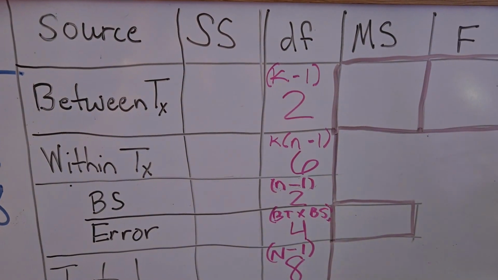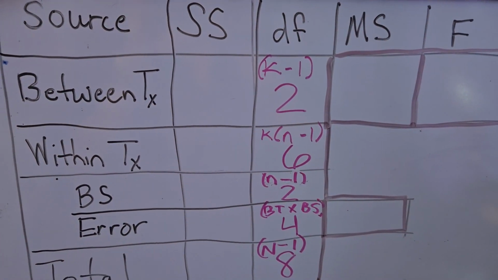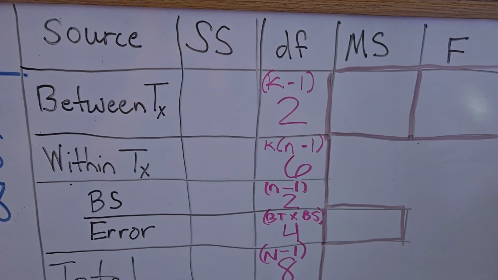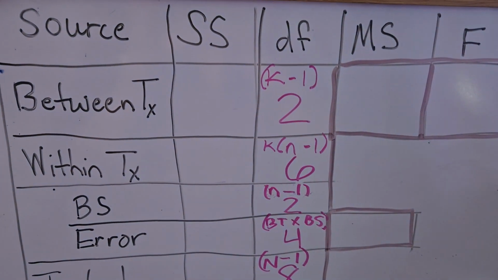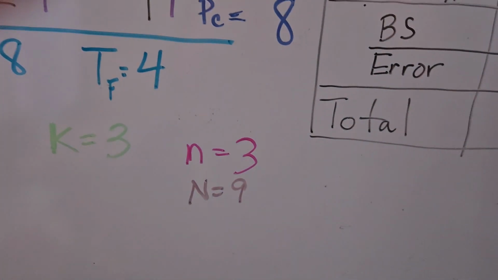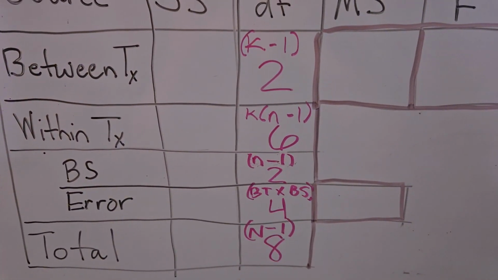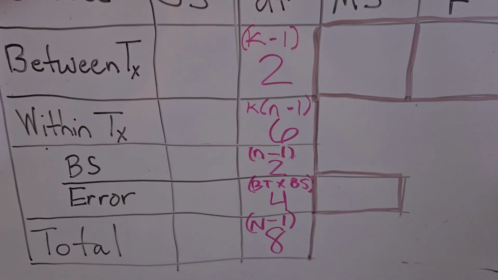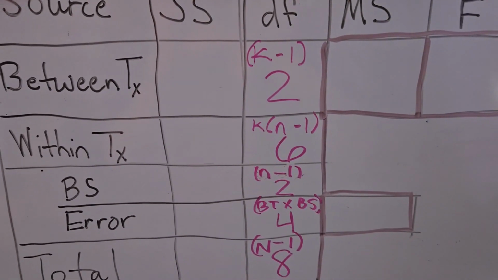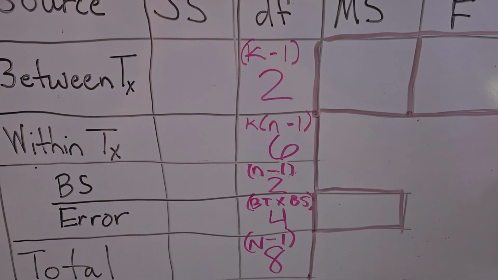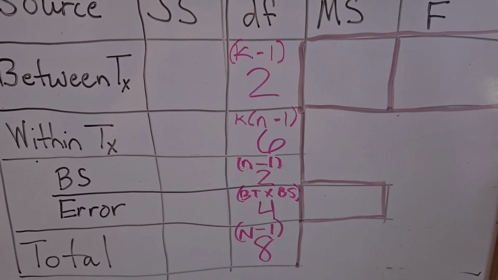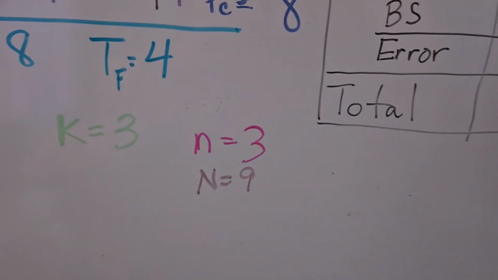Your degrees of freedom within treatments is K times N minus 1. By the way, for these first two degrees of freedom, it's exactly the same as a one-way ANOVA. And so K times N minus 1 is going to be 3 times 3 minus 1. So 3 times 2 equals 6. And then we have our degrees of freedom between subjects. So between subjects, the degrees of freedom equals N minus 1. So 3 minus 1 equals 2 because N equals 3.